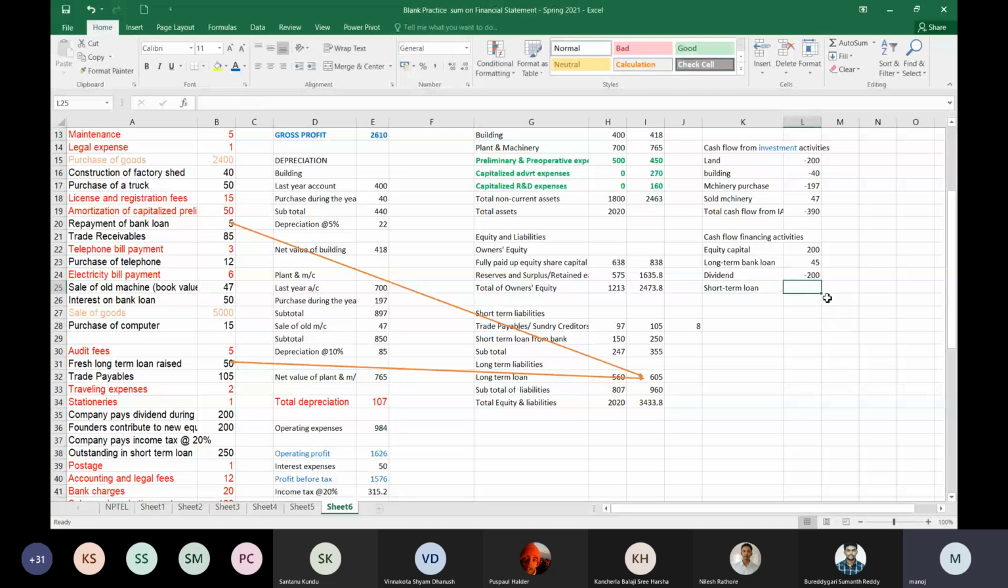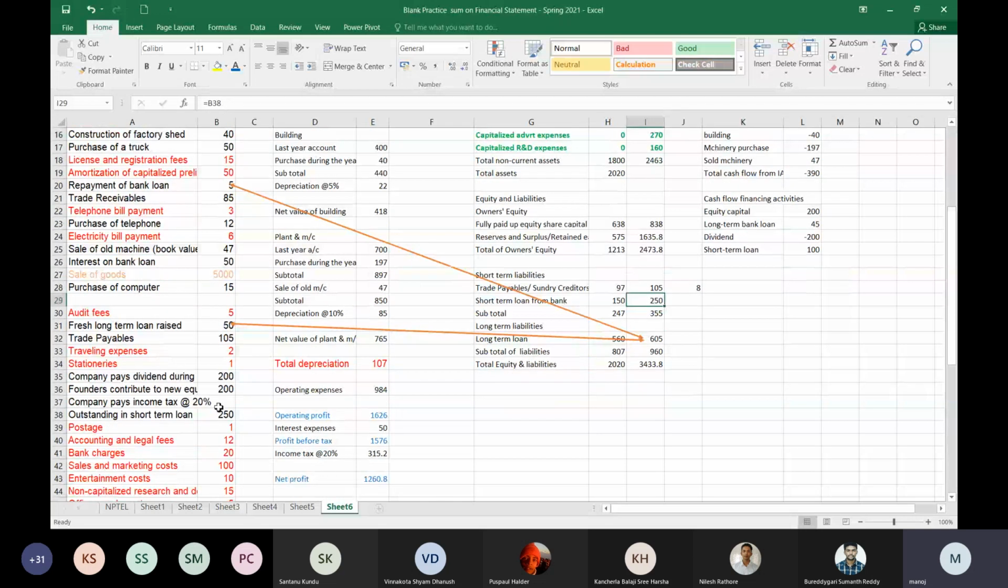Now the short term loan, whatever is the difference in the outstanding balance, that comes here directly. Let us see. Short term bank loan is 250 now. It was 150 previously. So it has gone up. That means we have got some money from the bank. So it should be this minus this. So 100. Suppose for whatever reason it has come from cell B38. Suppose this is not 250. Suppose this is 100. Then what happens?